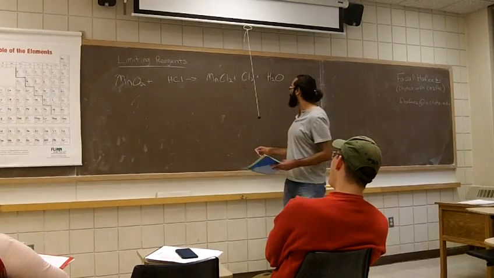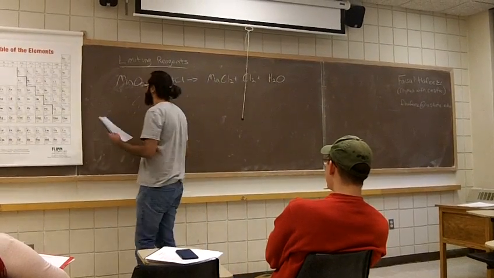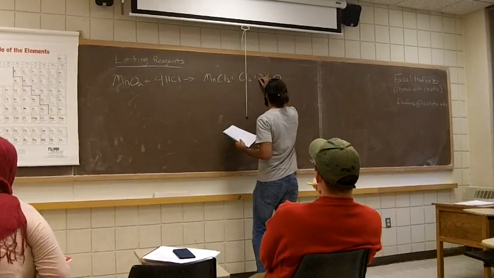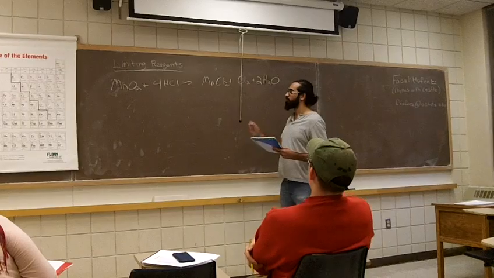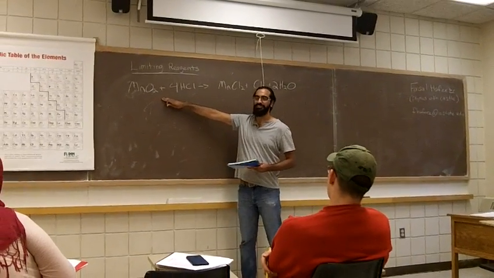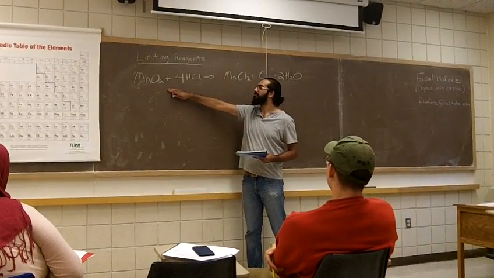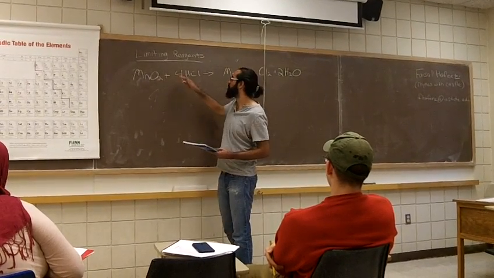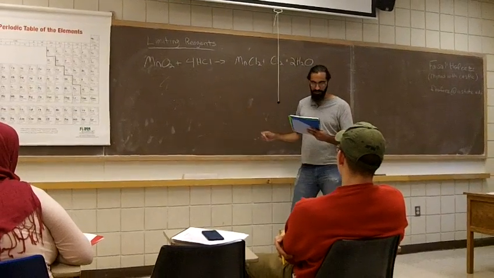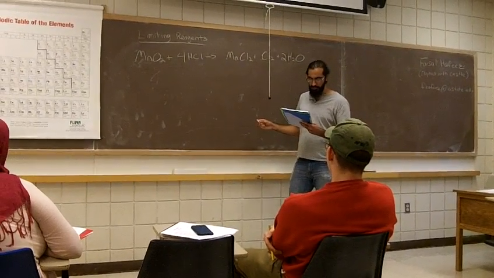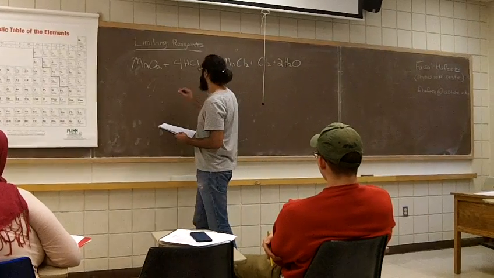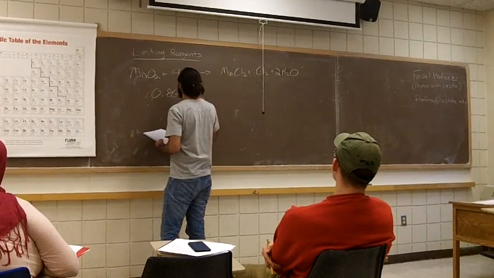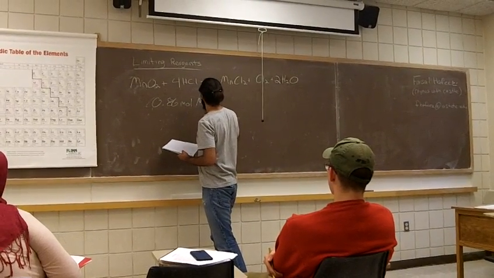No. Okay, the really big one, so I'll balance it for us. So what's being used faster in this case? Hydrochloric acid, yes. For 1 mole of magnesium oxide, we're using 4 moles of hydrochloric acid. So, say we have 0.86 moles of magnesium oxide.